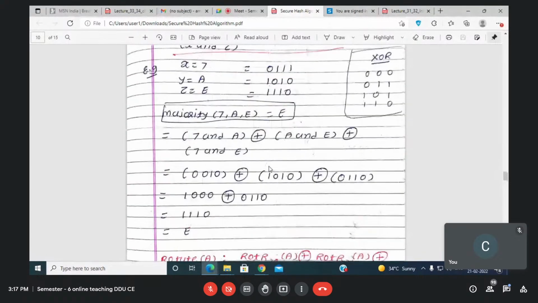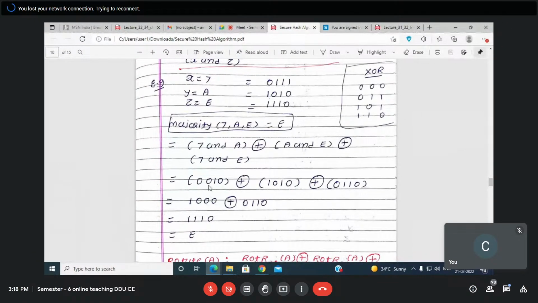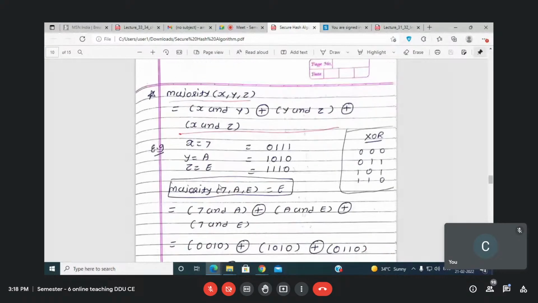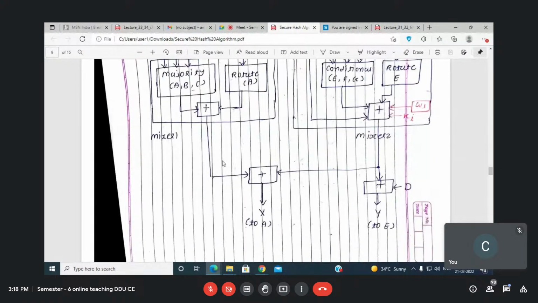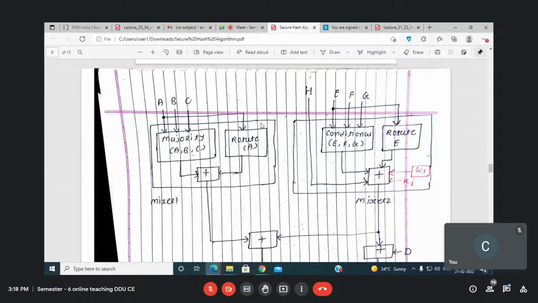Now after that you have to perform the XOR. First perform the XOR between these two, and all of you know that this is the truth table for XOR; there is no need to explain. Whatever the result, again XOR with the first one. And finally you get the E value. So the majority of C1, A, E is E. If my input is C1, A, E, then the majority I am getting is the E value. That you have to keep in mind.